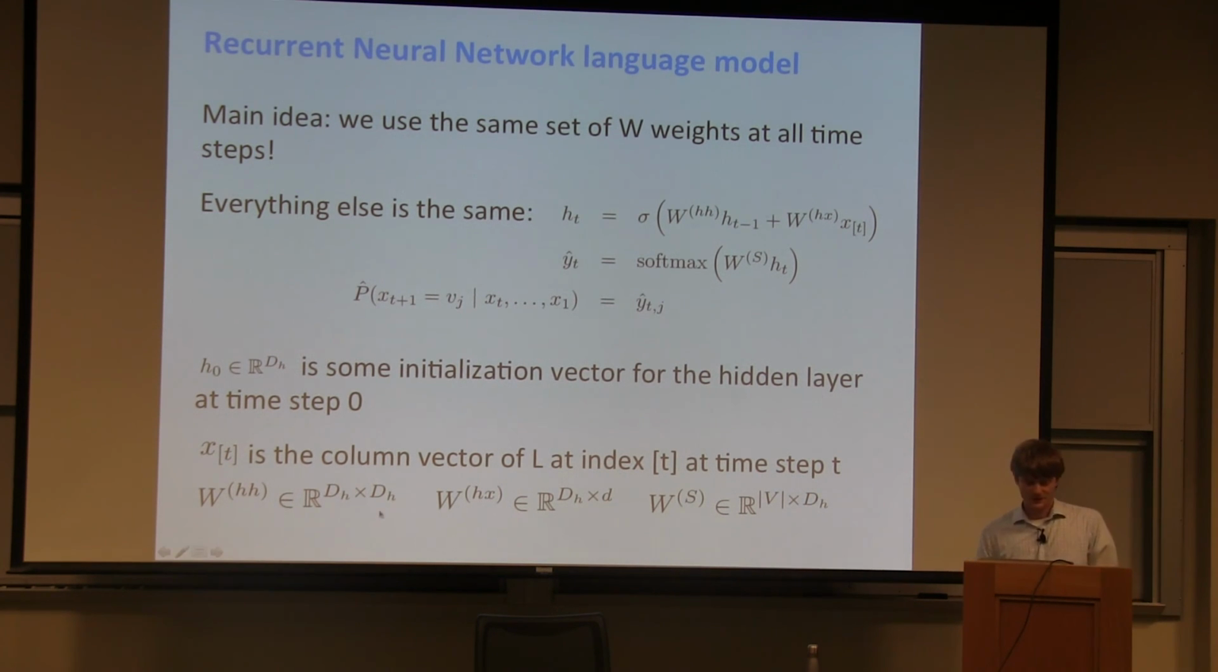And again, it's very important to define the proper dimensions. So here we will define D subscript H as the dimensionality of our hidden states. So W superscript HH will be a DH by DH matrix. WHX will be a DH by D matrix, where we define D to be the dimensionality of our word vectors. And in WS, in the case of language models, we'll have the size of our vocabulary many rows. So this is a very large matrix if we have a lot of words.